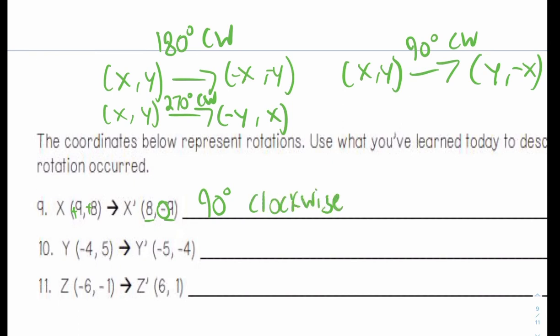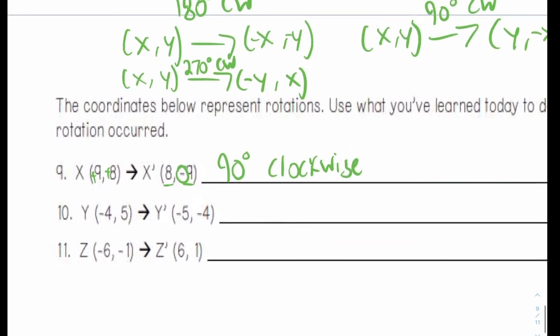Practice spelling clockwise and counterclockwise. Otherwise, you'll forget what these abbreviations even mean. Try 10 and 11. I'll show you the answers in a little bit.